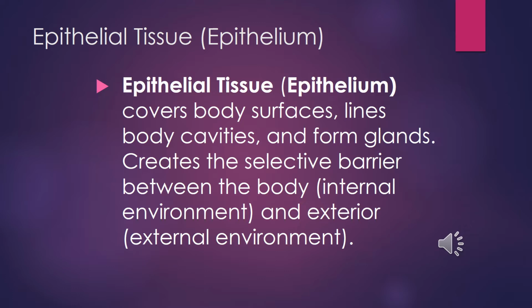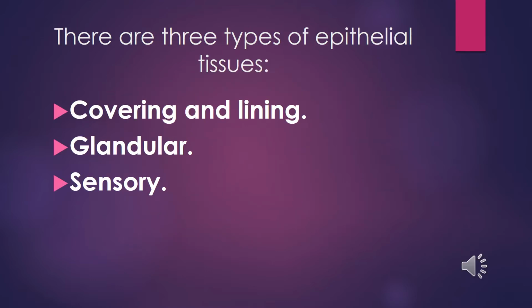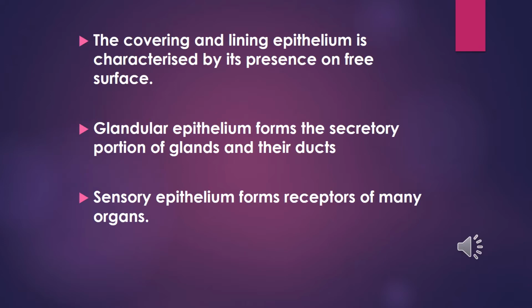Next characteristic, epithelium in the human body is divided into two types, simple and stratified. Concerning functions, epithelium is divided into three main types: covering and lining epithelium, glandular epithelium, and sensory epithelium. On this slide, you can see information about three types of epithelium and the position of each type of epithelium in the human organism.